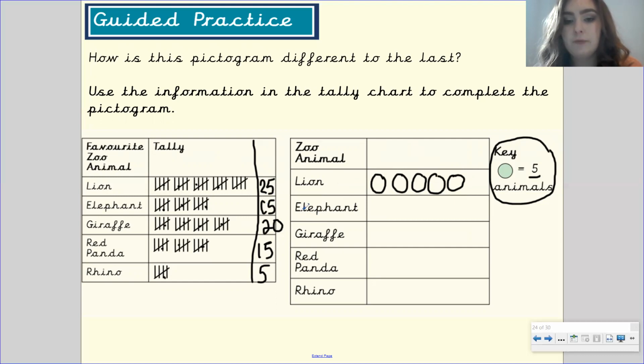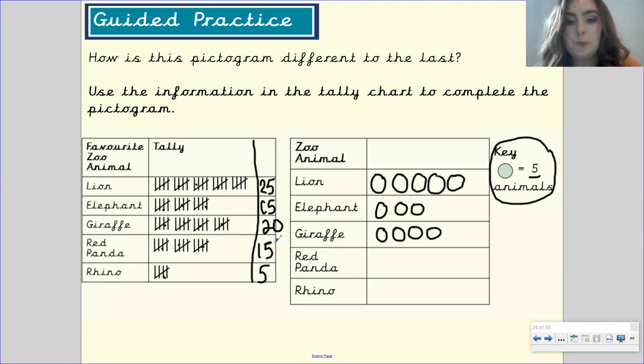Okay, now let's have a look at the elephant. 15 divided by 5. What is that? Pause the video to have a think. Well done if you said 3. 1, 2, 3. Okay, and the giraffe. So we're going to do 20 divided by 5, which is what? Pause the video to have a think. Well done if you said 4. 5, 10, 15, 20. Goes in 4 times. 1, 2, 3, 4.